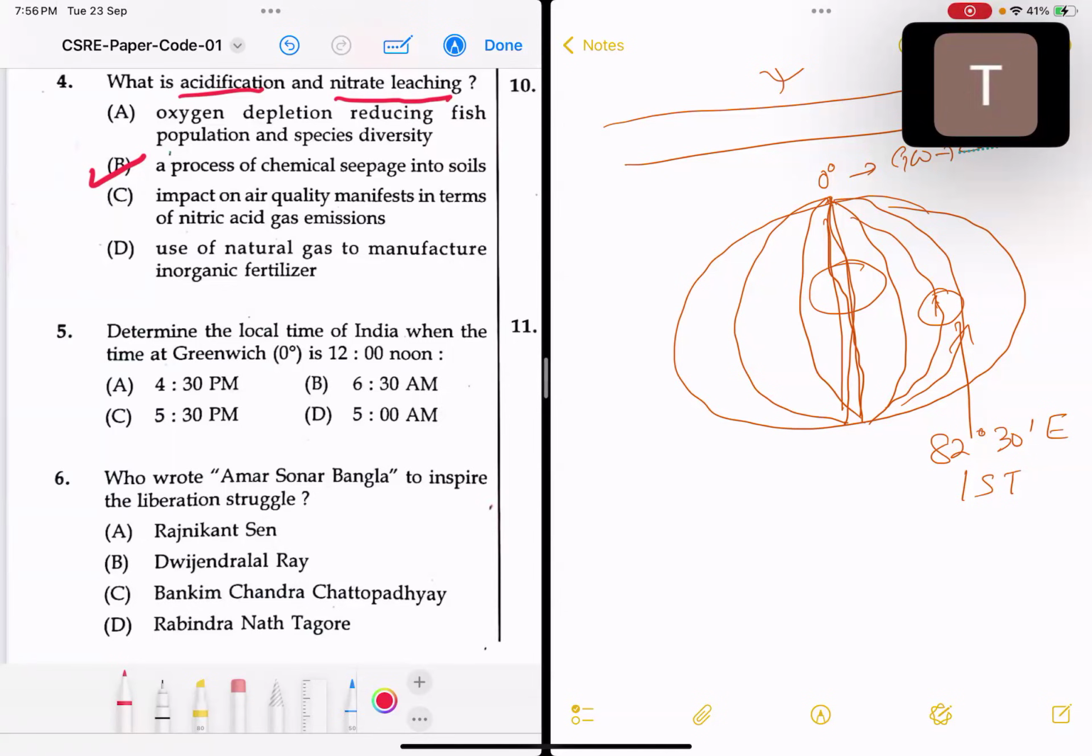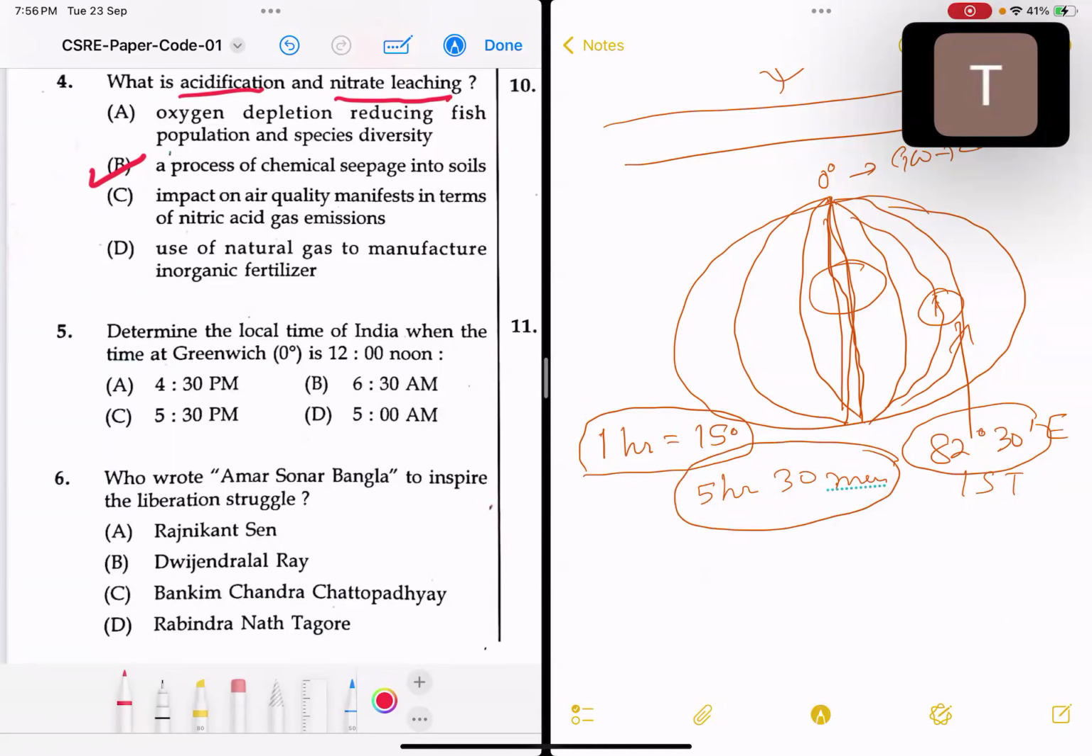Now, you also have to remember the fact that every 1 hour on the clock is equal to 15 degree change in longitude. If you calculate this, you will realize that it is 5 hour 30 minutes. So the difference between the Greenwich Mean Time and the Indian Standard Time is 5 hour 30 minutes, because every hour carries 15 degree.